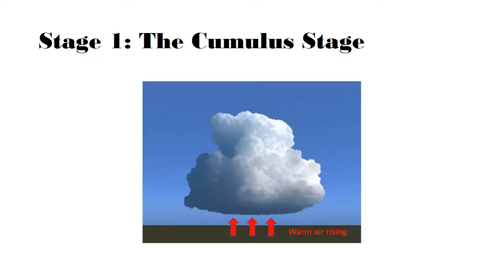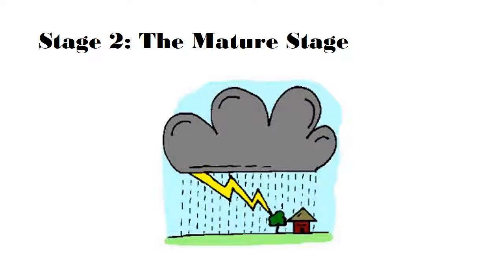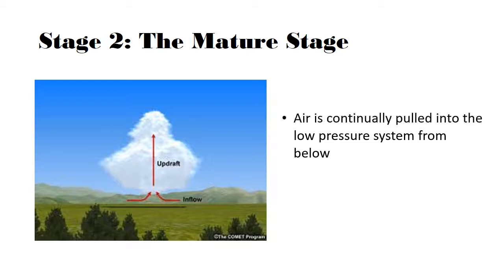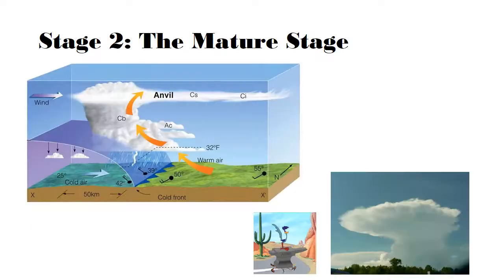Either way the cloud is formed, the warm air is on the rise, resulting in a low-pressure system that rotates in a counterclockwise direction. The second stage of thunderstorm development is called the mature stage. This is the stage that you probably picture when you think about a thunderstorm. As warm air continues to rise through the low-pressure system, more air must be pulled into the system from below. This creates something called an updraft.